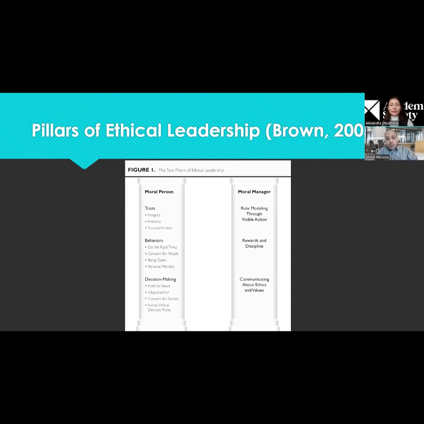Now, when we move into the moral manager side, which is the side that we're supposed to see in the work environment, we're talking about these ethical leaders behaving as role models through their visible actions. So they have actions that are visible, and through these actions, they become role models to others, especially to their followers. We also talk about the rewards and discipline system. So they reward proper behavior, but they also have to discipline bad behavior. And this is distinguished from other types of leaders who maybe would only reward good behavior or only discipline bad behavior without any rewards on the other side.